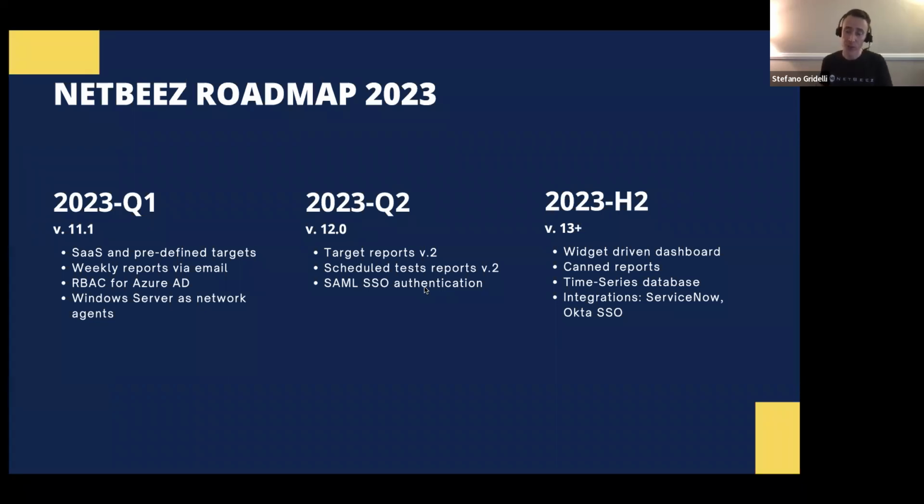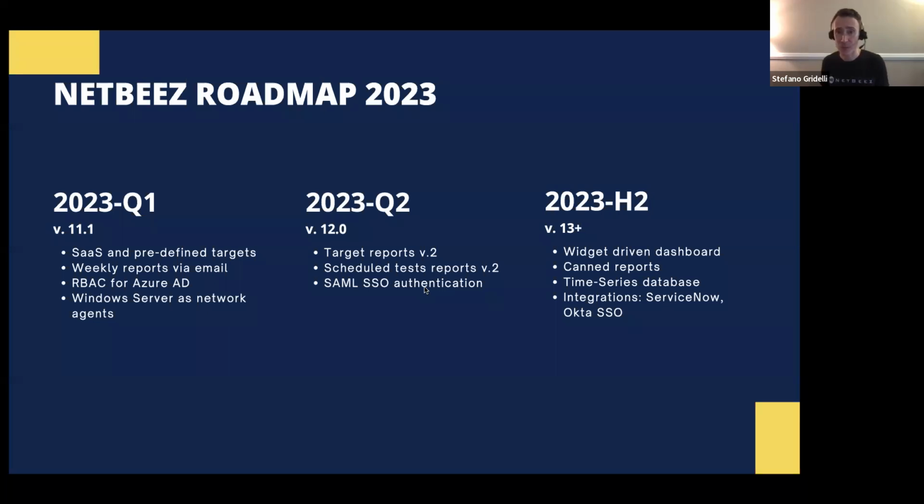After that, we're going to work on version 12. We are updating the targets. As you know, that's something that we started. We have two versions of the reports right now, the legacy and the new version. On the new version, we only have the network summary and the agent reports. What we're missing to port into the new version is the target and the scheduled test reports, along with the email scheduling. So that will be completed in version 12. And along with those, we're also going to add a SAML SSO authentication.